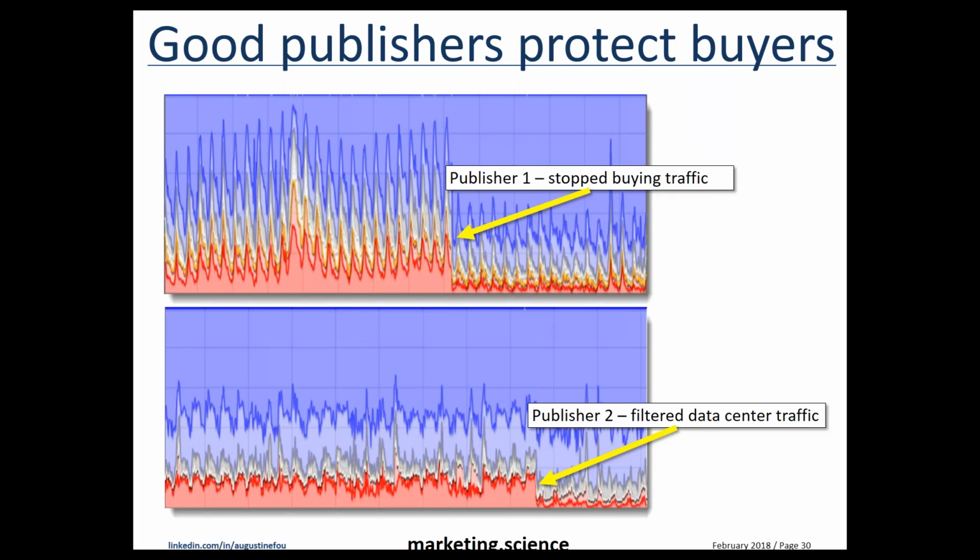First is they stop buying traffic. So if you remember the Newsweek example, they were buying a lot of traffic, and those are not humans. Those are bots and other forms of fraud causing the ad impressions. So that's actually ripping off the buyers. So publisher one stopped buying traffic because they realized that wasn't a good thing to do. So they stopped it. The second is the publisher number two filtered data center traffic. So again, humans don't access the internet through data centers. So when you see a hit from a data center, it's probably not a human, it's probably a bot. So when they started filtering this, that step is going to help them protect their buyers from being exposed to bots and non-human traffic.